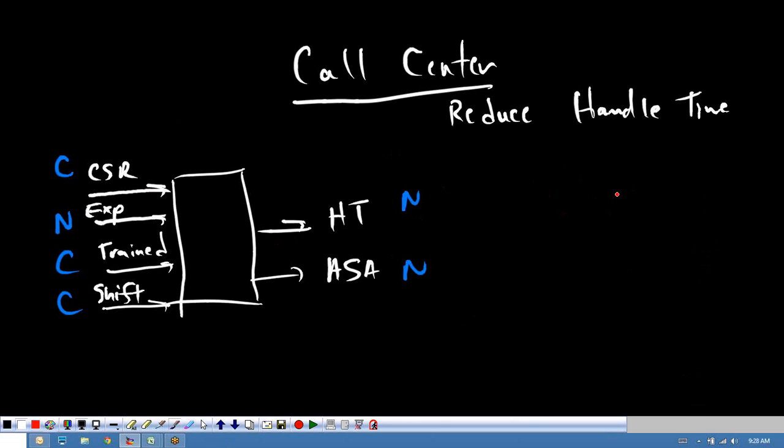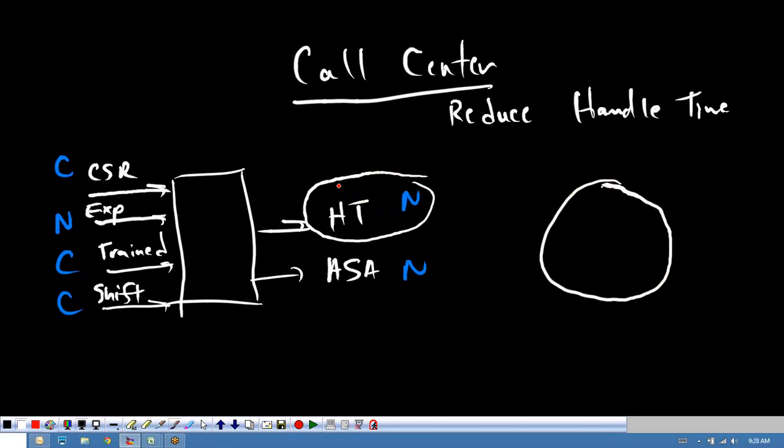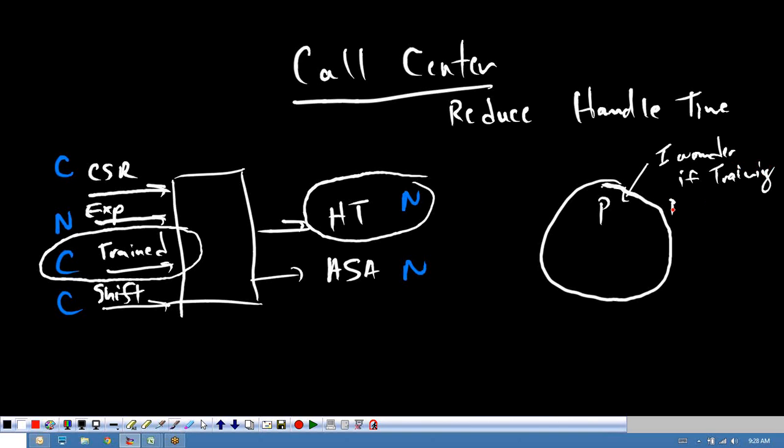Okay, in the analyze phase, let's draw our PGA wheel. Suppose we wanted to see, for example, I wonder if handle time, I'll circle this, is a function of whether the person was trained or not, whether the person received training or not. So our practical is, I wonder if training matters, or if training drives handle time, question mark. It's a question.